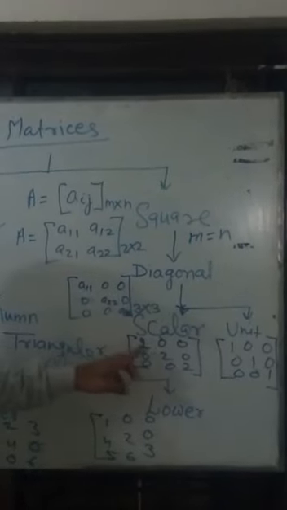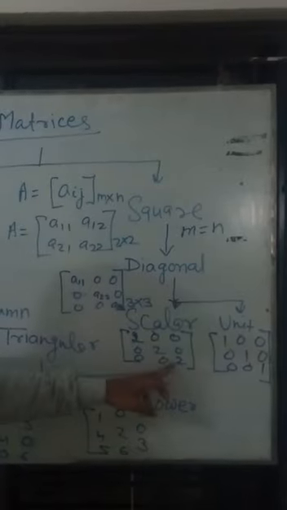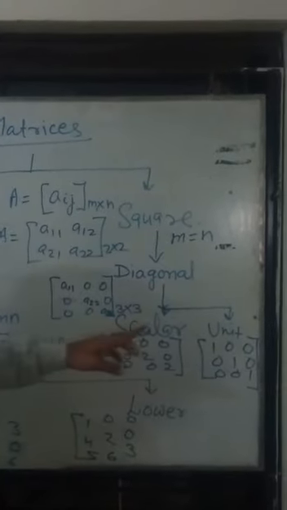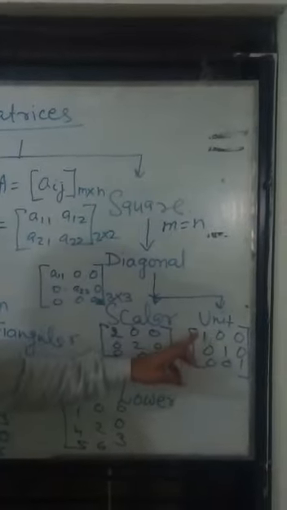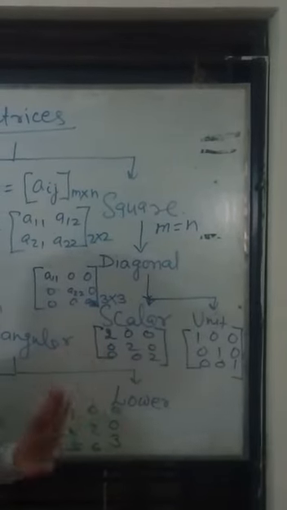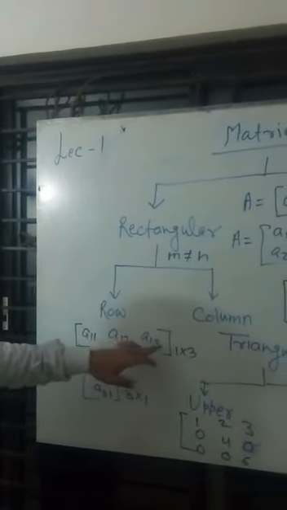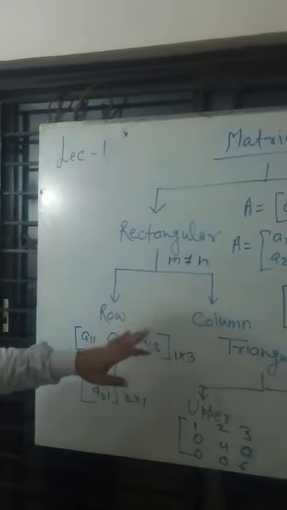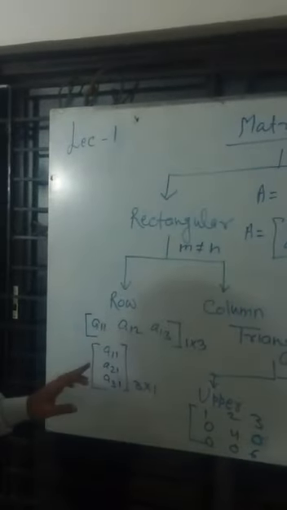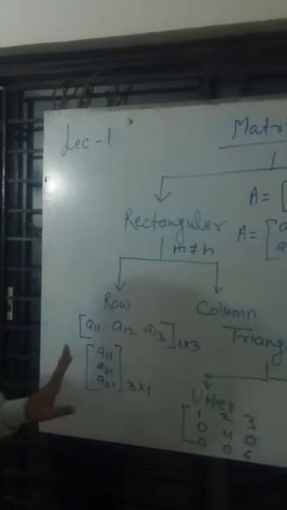In scalar matrices, all the elements of the diagonals are the same. On the other hand, in unit matrices, all the elements of the diagonals are only one. In the rectangular matrices, if there is only one row, that is called row matrices, and if only one column, that is called column matrices.